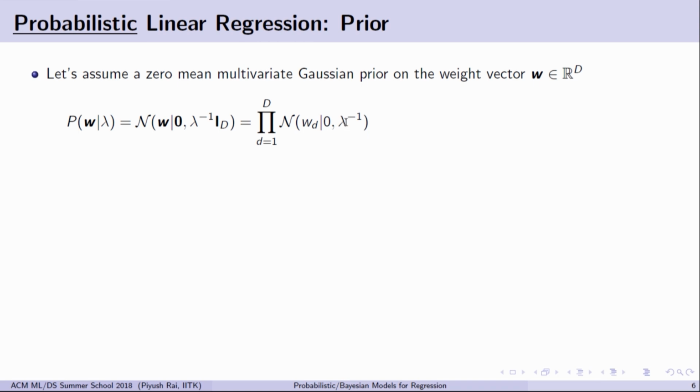If we set lambda too large, then we are encouraging it more towards zero, right? Because if lambda is large, then the variance is small, so it's a Gaussian very concentrated around zero. So this prior distribution can be written as a product of these individual univariate Gaussian distributions.